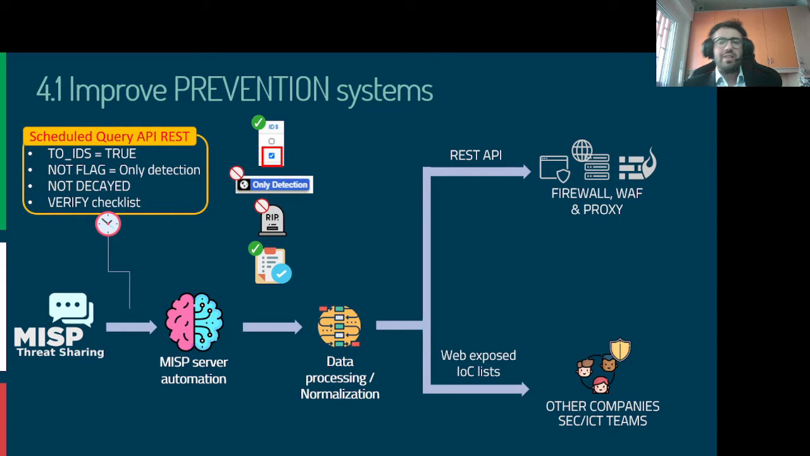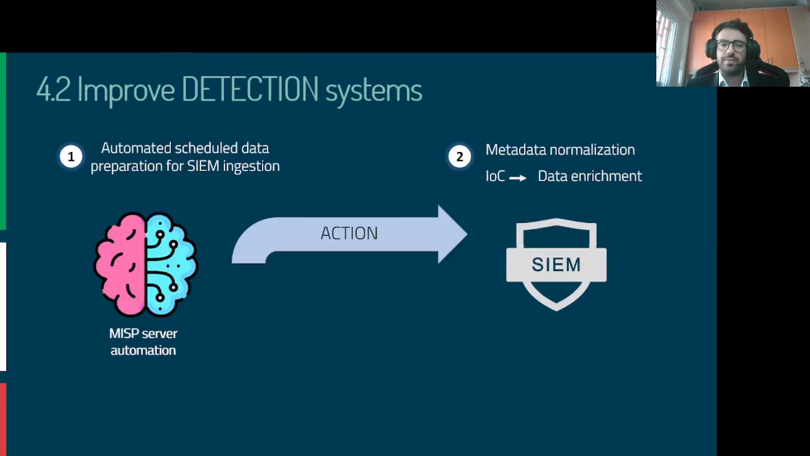After normalizing the data, the IOC lists are sent and uploaded to the perimeter systems using the REST API. We have developed different connectors for the different vendors present in the corporate environment. At the same time, we have exposed the IOC lists on web servers in such a way as to make these lists always accessible to the other internal IT and security teams.